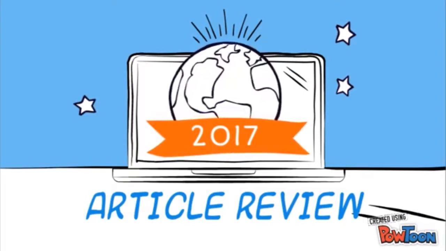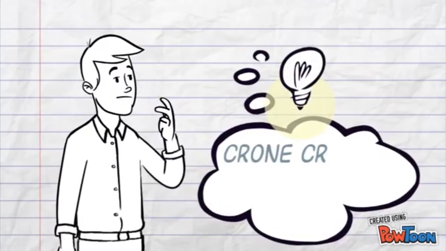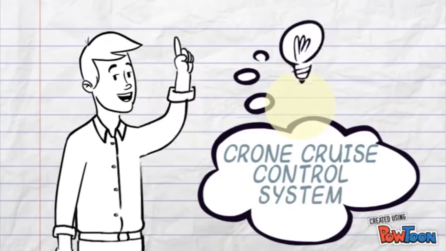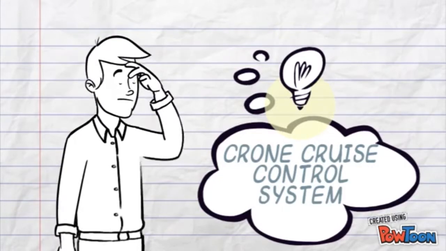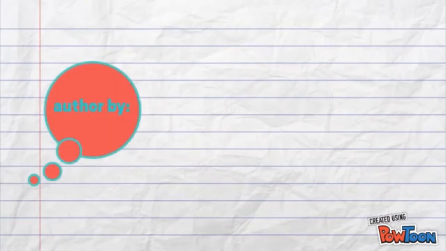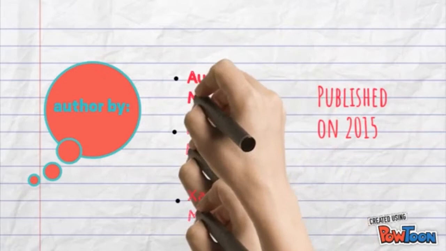My name is Muhammad Haris bin Hashim and I will explain about the articles that we were asked to find in question 3. The first article example that I will review is about Chrome cruise control system. This article is written by Audrey Molan, Pierre Melchior and Xavier Muriel.